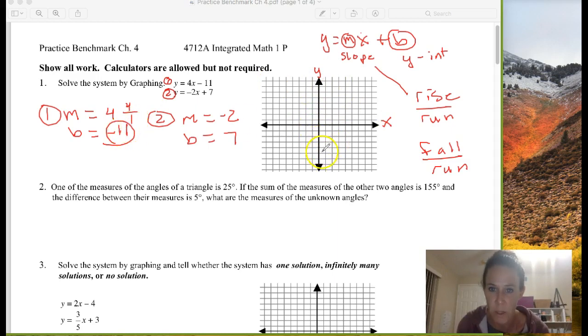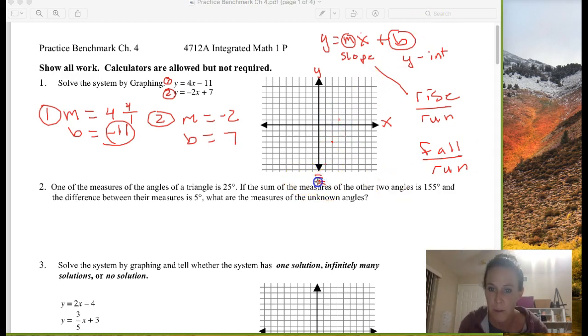1, 2, 3, 4, 5, 6, 7, 8, 9, 10. It's off the graph. So the graph only goes down what? 1, 2, 3, 4, 5, 6, 7, 8, 9, 10, 11. The graph only goes to 8. So you have to be very careful when you're solving this by graphing. I'm going to rise 4, run 1 from my y-intercept. So I'm going to go up 1, 2, 3, 4 over 1. All right, that should be enough for me to make my line.